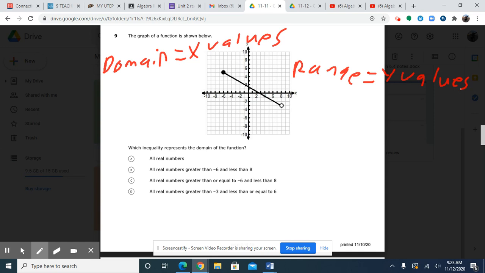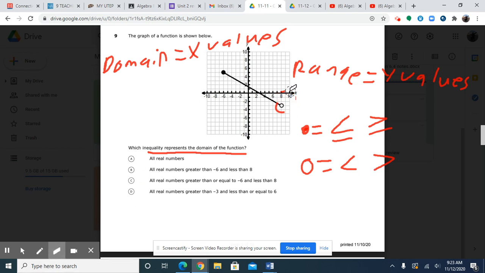Okay. So if we're looking for what represents the domain of this function, we also want to focus on the dots right there. If we have a closed dot or a dot that is filled in, we would include the number for x. So we would use the inequalities less than or equal to or greater than or equal to. If we have an open circle, we would use these inequalities that do not include the number.